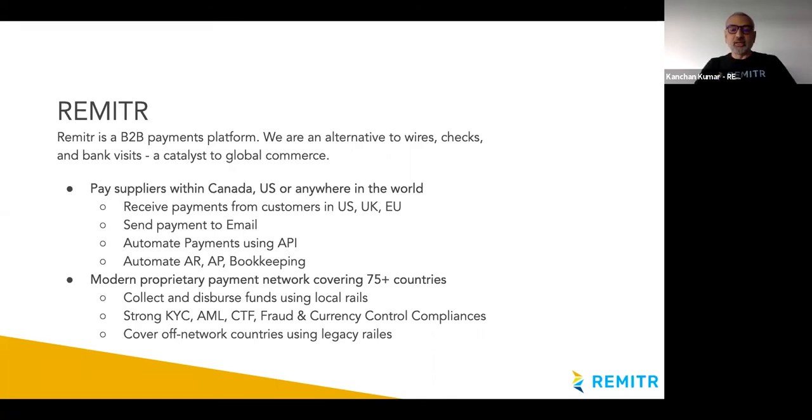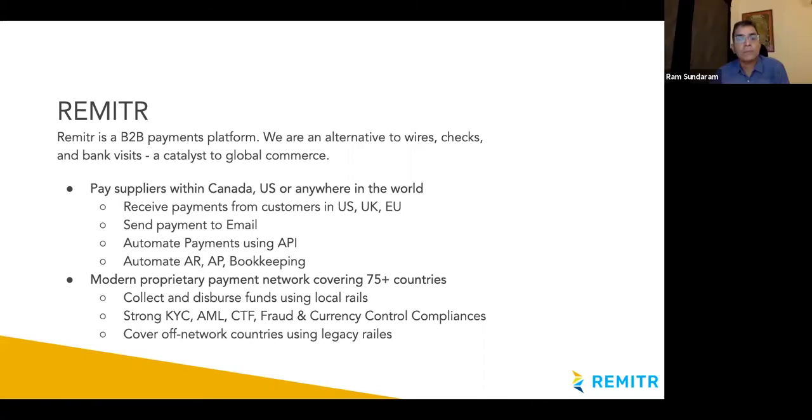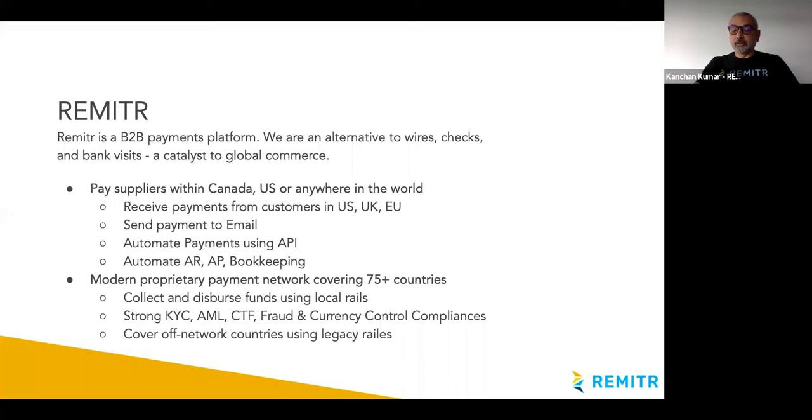The part which is very important and which we want to talk about today is how we went about building our KYC, AML, CTF, fraud and currency control compliances practice. And here we are.